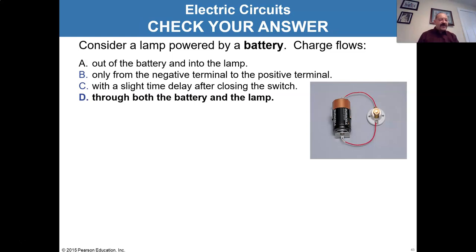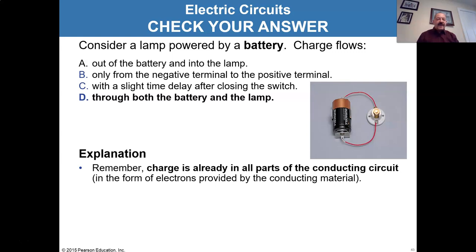It's through the battery and the lamp. Now, what do they mean by this? Okay, charge means the electrons. The electrons are your charged particles. Look at answer A. A says out of the battery and into the lamp. So the electrons are moving super slow through this.